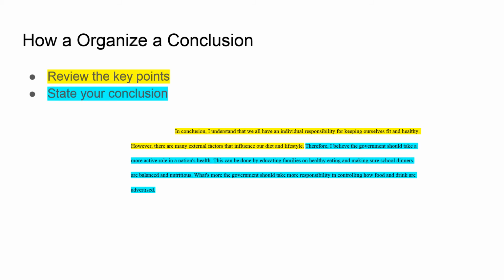And then our conclusion. Therefore, I believe the government should take a more active role in a nation's health. This can be done by educating families on healthy eating and making sure school dinners are balanced and nutritious. What's more, the government should take more responsibility in controlling how food and drink are advertised. So we can see here that in the conclusion we review our key points and we state our final conclusion.